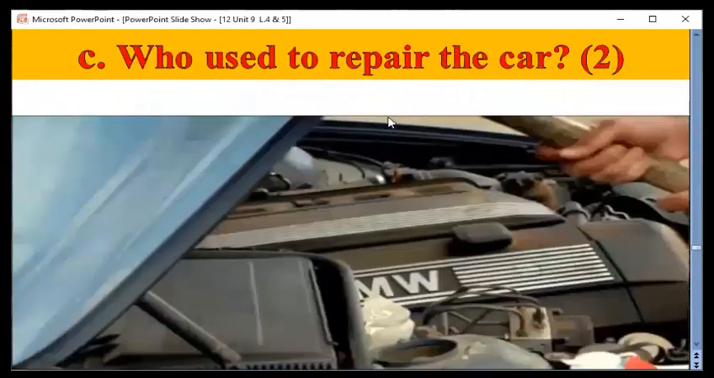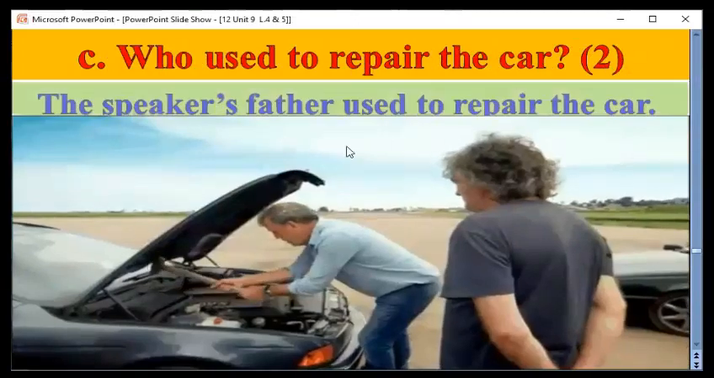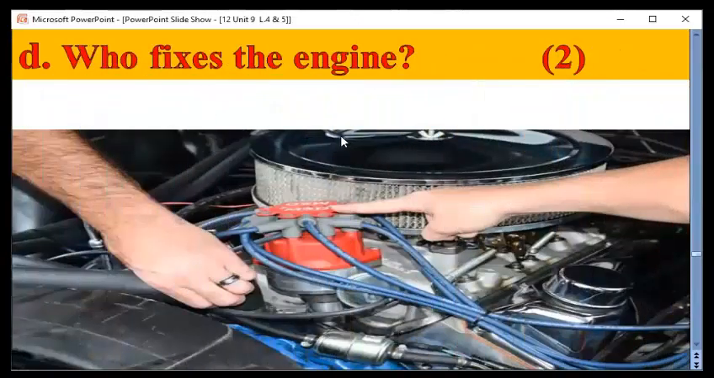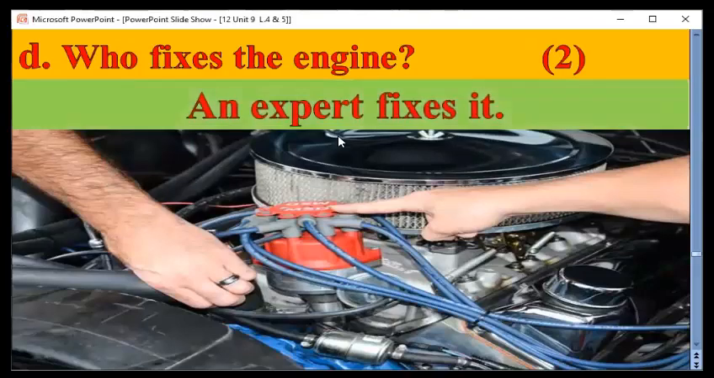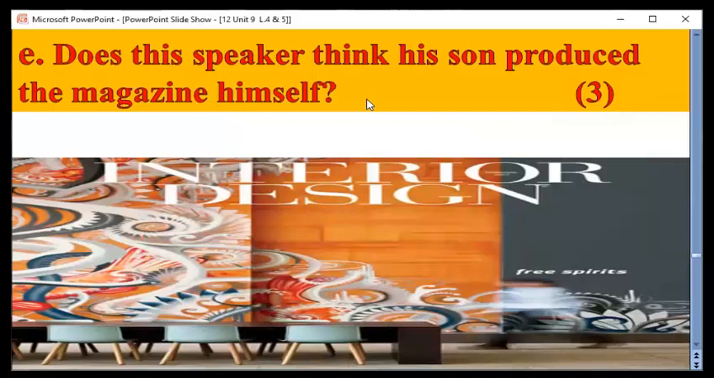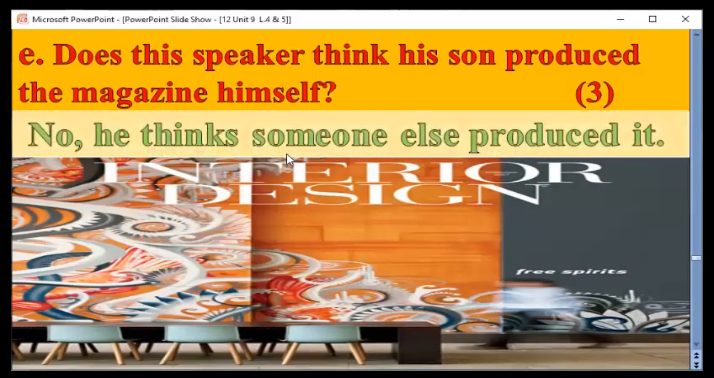This is causative. Who used it to repair the car? And C, the speaker's father. In D, who fixes the engine? Here, an expert fixes it. Does the speaker think his son produced the magazine himself? Here the answer is no, he thinks someone else produced it.